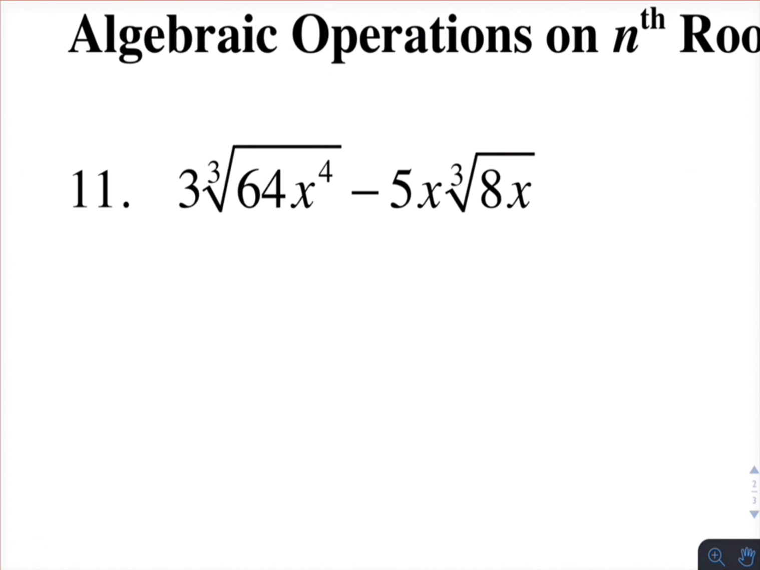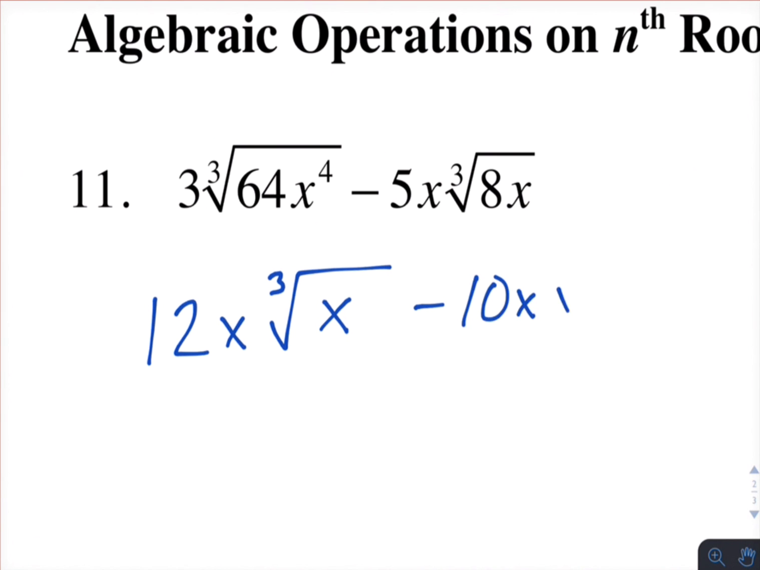So if I simplify this first root, the cube root of 64 is 4, multiplied by the 3 outside, that's 12. X to the 4th, we can think of that as x cubed times x. Cube root of x cubed is x, and that leaves me with a cube root of x inside. I can take the cube root of 8, that's 2, multiplied by the 5 outside, so that's 10x, and I'm left with a cube root of x.